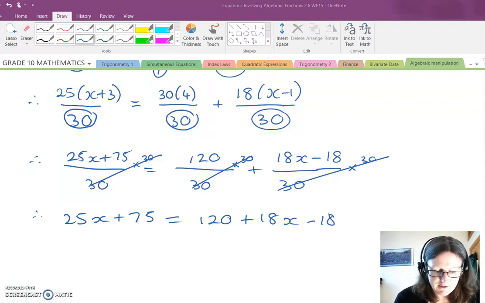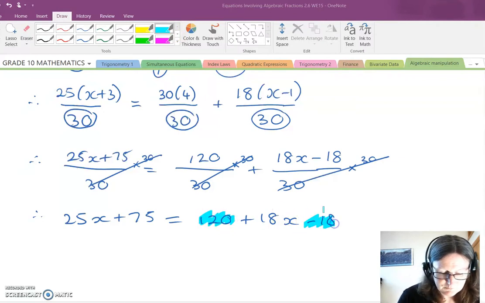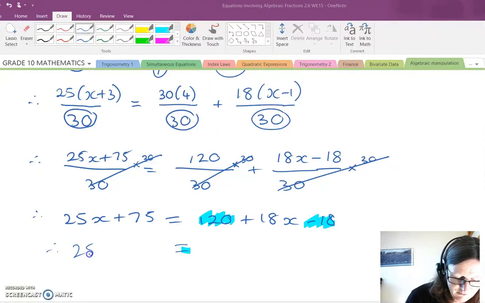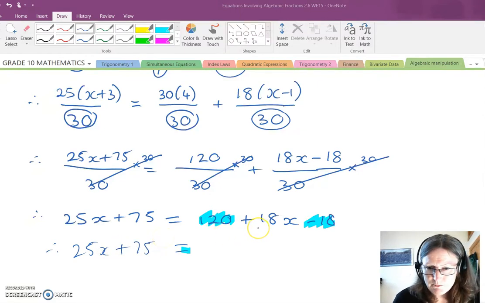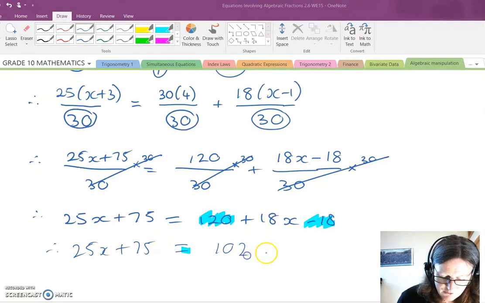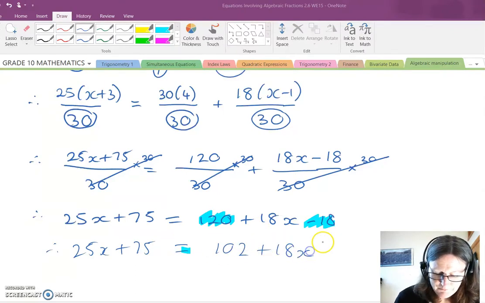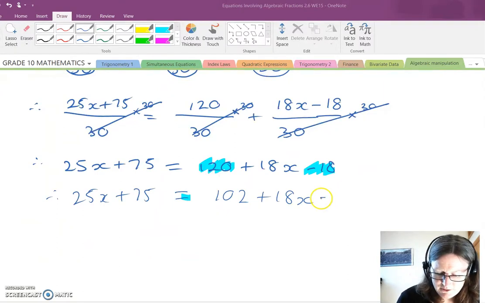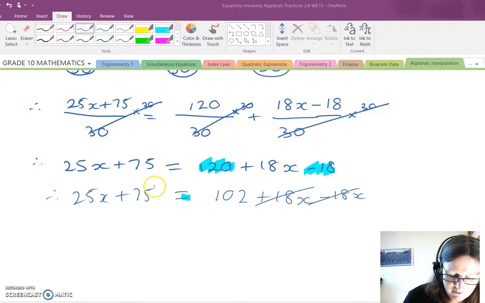Okay, next step, right-hand side, I've got some like terms I can combine. So my left-hand side is still 25x plus 75, and combining my like terms over here, 120 subtract 18 is 102. Now what I need to do, I need to get anything with an x over to the left-hand side. So I'm going to subtract 18x here, because then they cancel. Remember, I need to do it to this side as well.